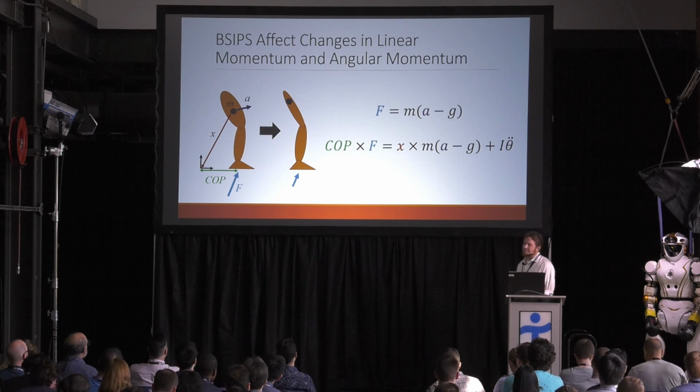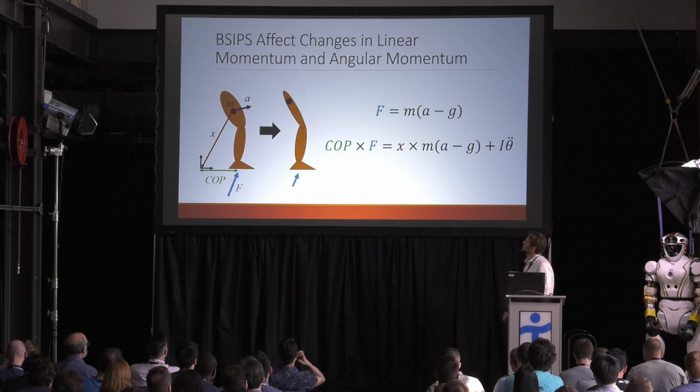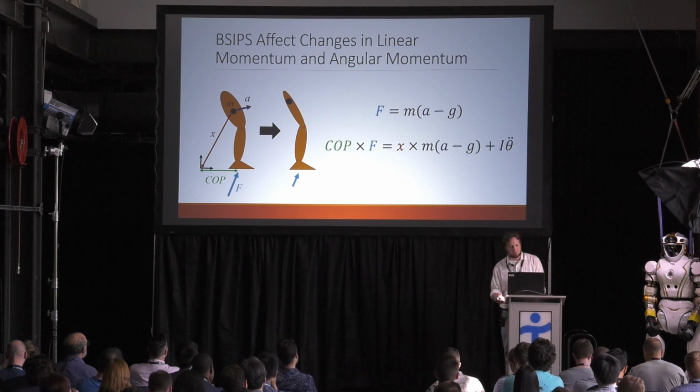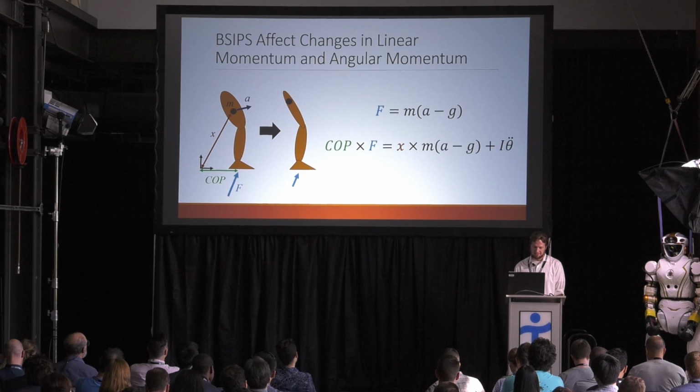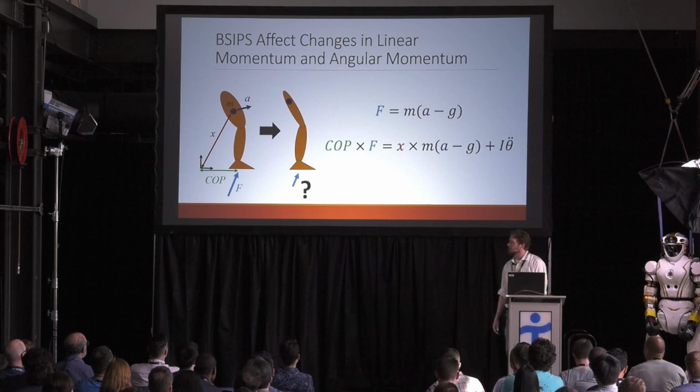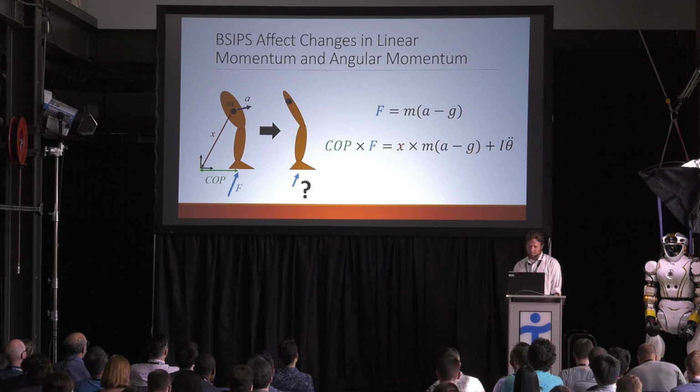That can have consequences on the torque that acts on the body during single support and double support, but we're focusing on single support. It can also affect COP, which is the moment arm of the torque acting on the body. So our main question was, how do BSIPs affect COP progression along the foot? Because it can have pretty big consequences on the joint torques.